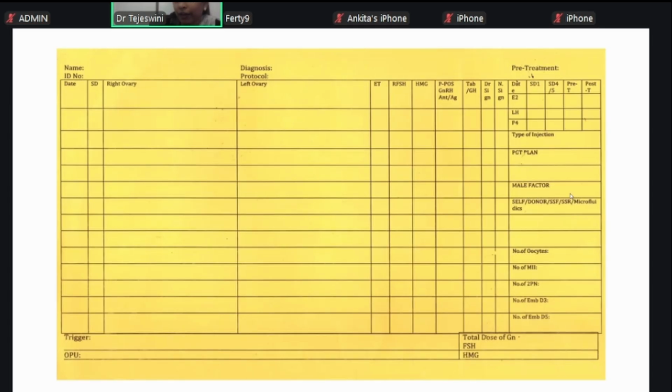And male factor, if any, like preliminary semen analysis parameters, have to be noted, and the source of the semen, whether self or donor, or surgical sperm retrieval is planned, or a frozen semen sample which is being used for this current cycle of stimulation, or microfluidics for semen preparation. All these have to be noted once the stimulation starts.